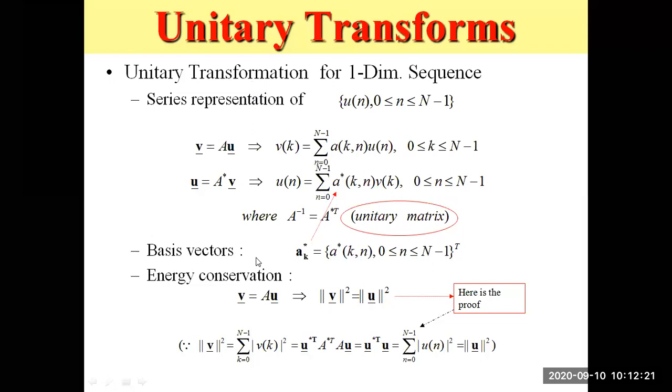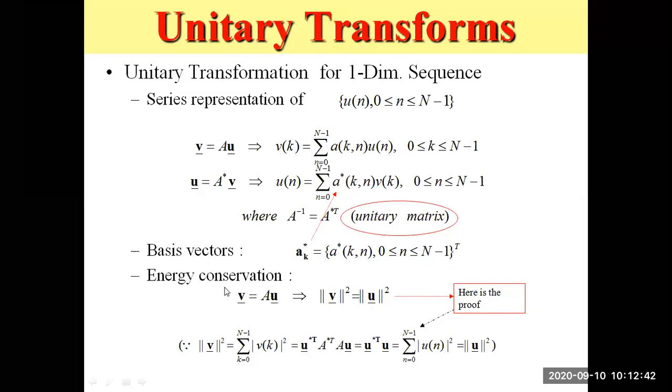Here, basis vectors. What is a basis vector? A star k is A star of k comma n, n extends from 0 to n minus 1, whole power transpose. So this type of vectors are called basis vectors or basis images. If you take an image, that is an image; if you take a signal, basis vectors generally.